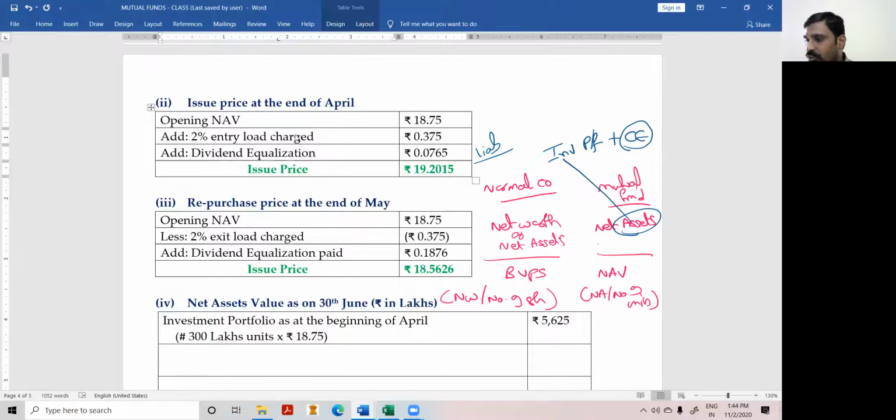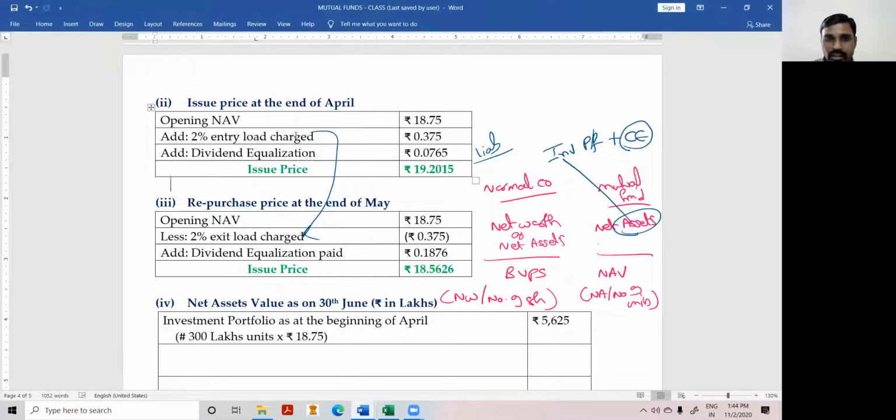So these are the points we have missed out earlier, because they are capital receipts. That is the reason we have not considered them. But for calculation of NAV, we have to consider those entry load and exit load. Okay, right. Take that.